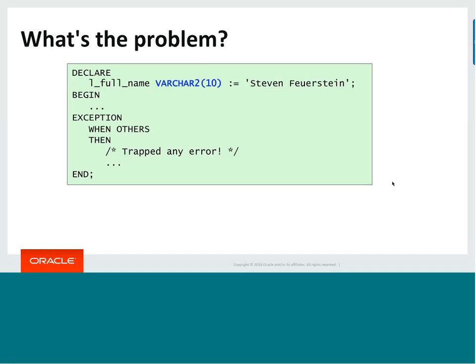So first up, what's the problem? Here's a block of code that declares a variable, full name. It's declared to be varchar2(10), and I assign a value to it. And then at the bottom of my block of code, I've got an exception that says if anything goes wrong, trap that error, log it, display it, et cetera, et cetera. So what's the problem with this code?